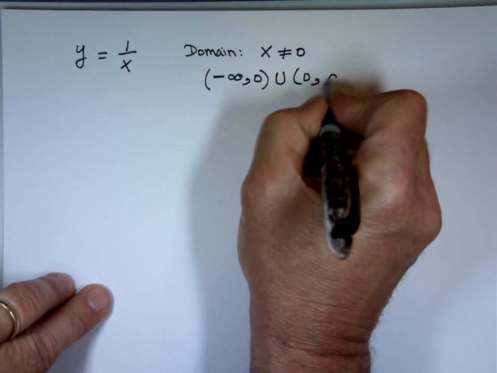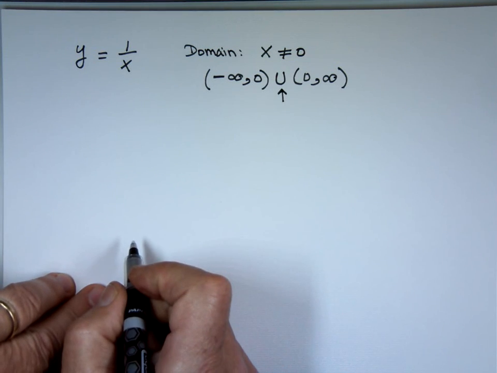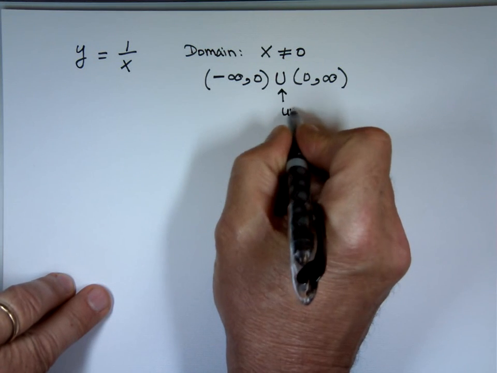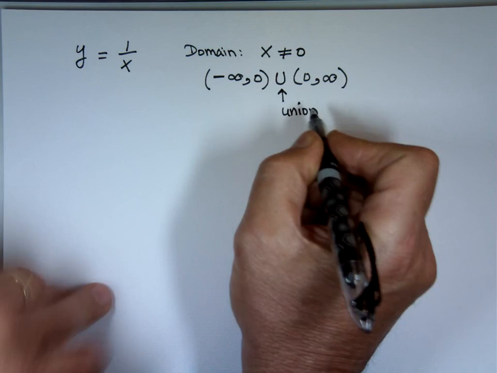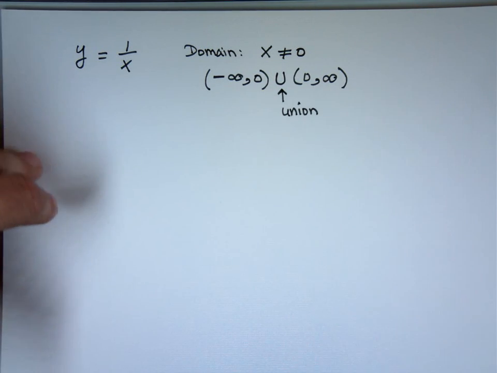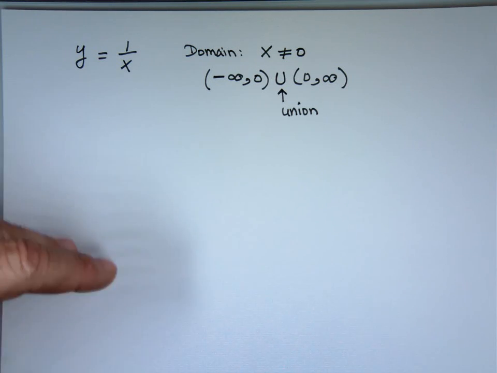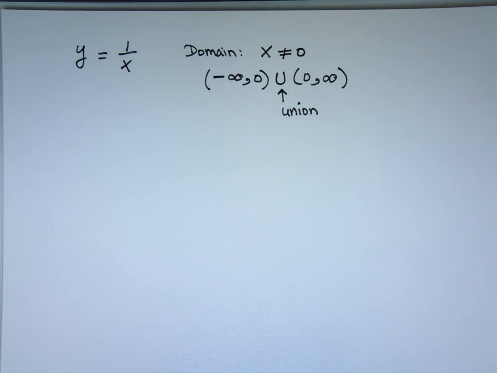What's the union symbol here? What is that? Union in set notation. The union means or. So from here to there, or from 0 to infinity. That's your domain. All the numbers but 0. My range, again, I have to look and see what the graph looks like.